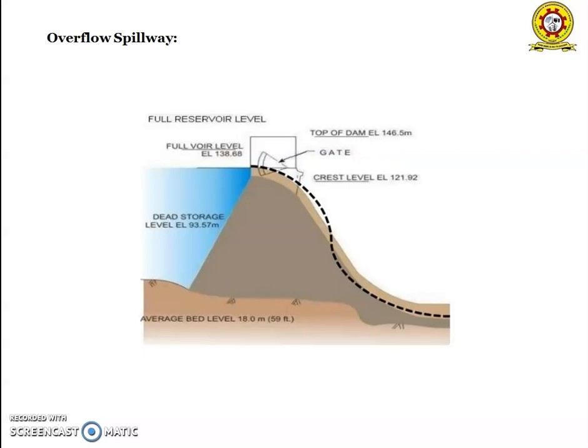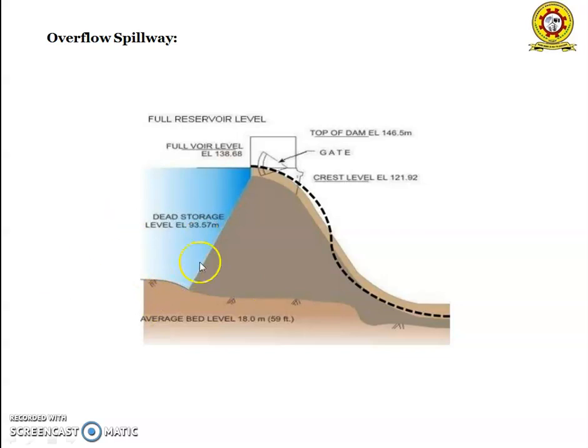Classifications of the spillways. Depending upon the location of the site, the following are the classifications of the spillways. Overflow spillway, chute spillway, side channel spillway, saddle spillway, and siphon spillway are the classifications. In that, the first one is the overflow spillway.